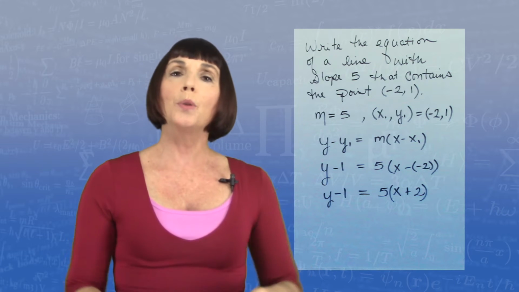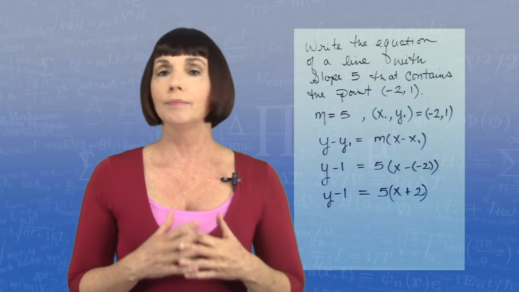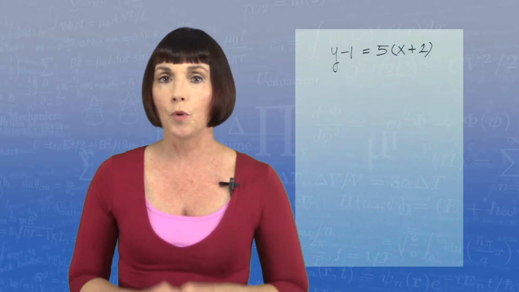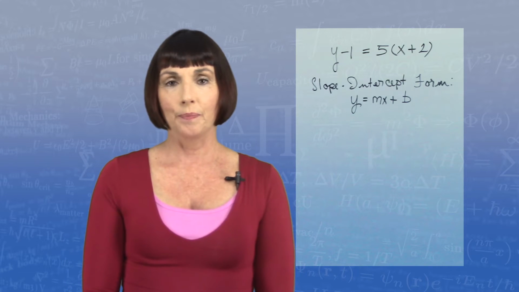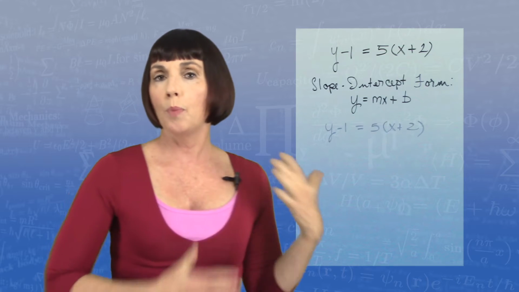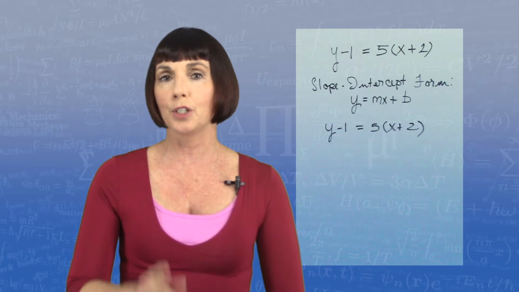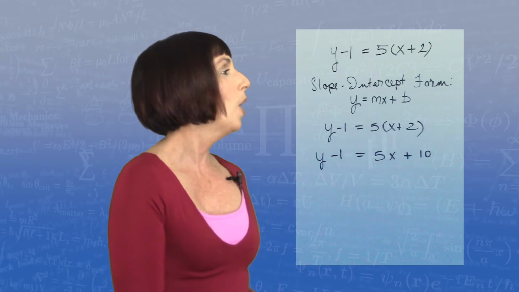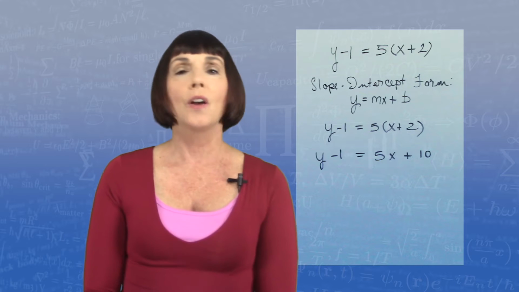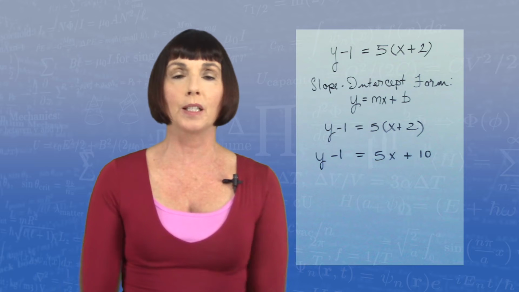Now, suppose we wanted to turn this into slope-intercept form. Well, that just involves a little bit of algebra. Remember, slope-intercept form is y equals mx plus b. So let's go back to our point-slope form. The first thing I'm going to do is distribute that 5 through on the right-hand side, and I get y minus 1 equals 5x plus 10. I'm just distributing my 5 through that x plus 2.